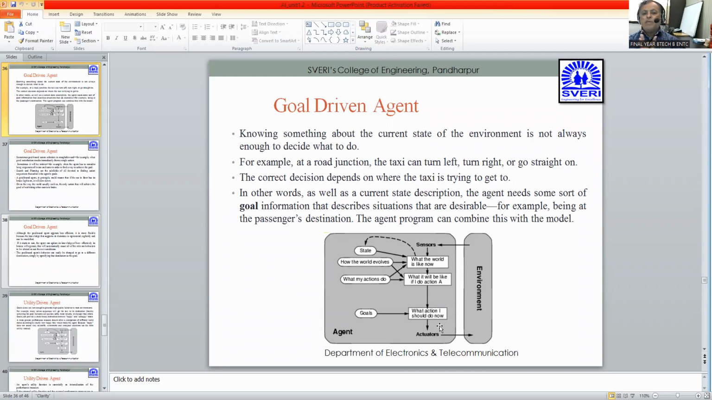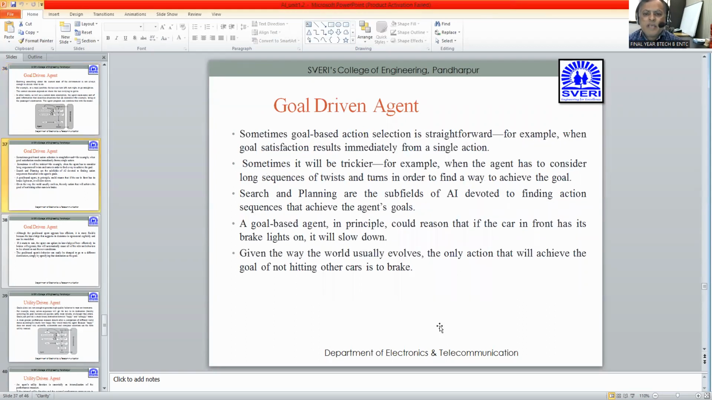Okay. So how can it do this? What the world is like now, what the world will be like if my action A is carried out, and after that, what action I should do now. That is the goal, and with the help of the goal the target is achieved. So this is called a goal driven agent. Sometimes goal based action selection is straightforward, for example, when goal satisfaction results immediately from a single action. Depending upon the destination, the goal satisfaction can be done immediately from a single action.